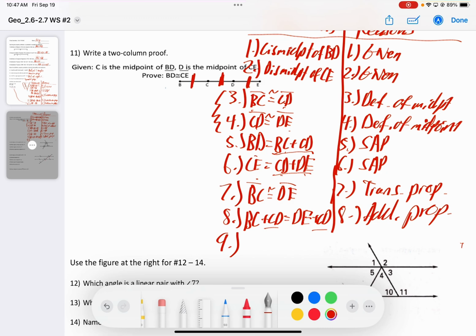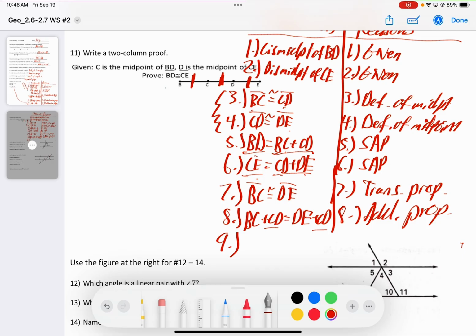Tegan? Couldn't you go straight from like 3 and 4 to 7? You could, because then that would be transitive property, right? So then here's where you would get to, okay? You would get from 7 to 8 by adding CD to both sides. And then from there, you would have to show that BC plus CD equals BD, so you'd have to go back and show step 5. And then you could say that DE plus CD equals CE, and you'd have to show step 6. So it wouldn't save you because you'd still have to do it.